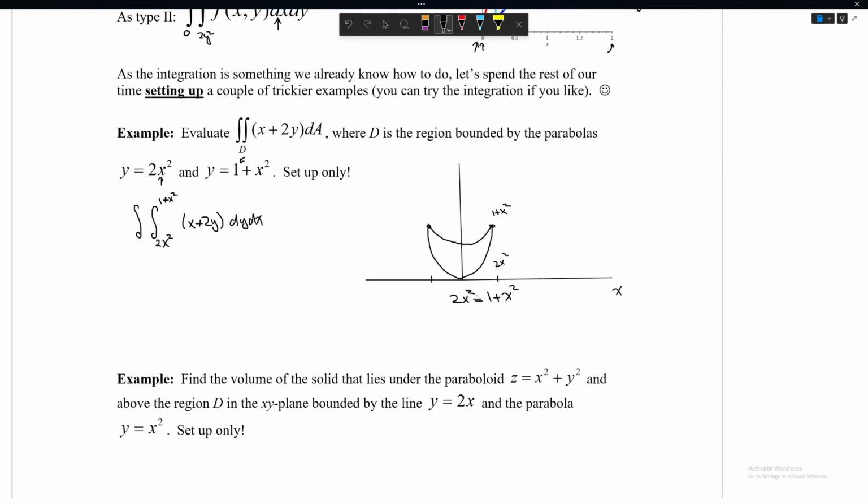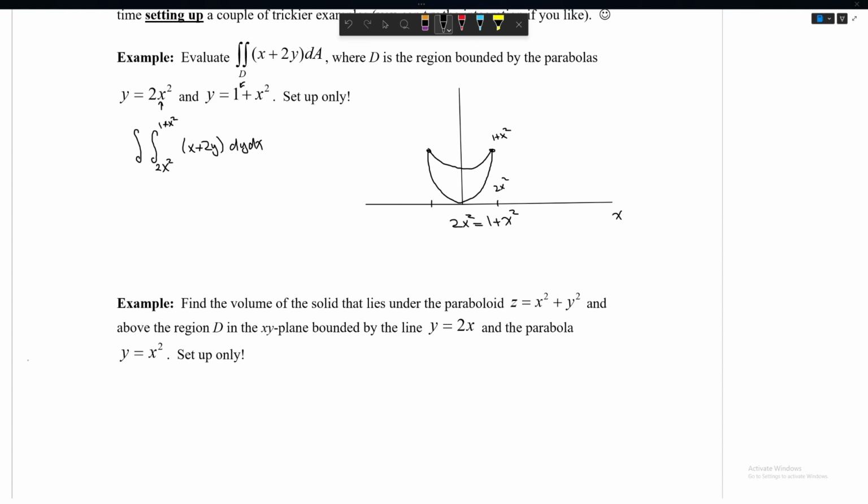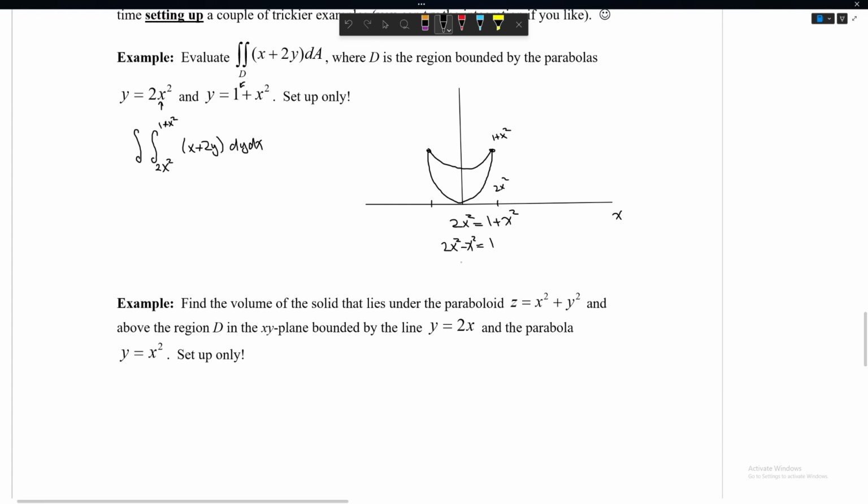And I can solve for x so I can find out where they meet. Okay, so we're going to take 1x to the other side. So we have 2x squared minus x squared equals 1. So this becomes x squared equals 1. If I square root, I get plus 1 and minus 1. You see now these meet at -1 and 1, so these are my bounds. Obviously we read from left to right, -1 to 1. And that's really how you do it.